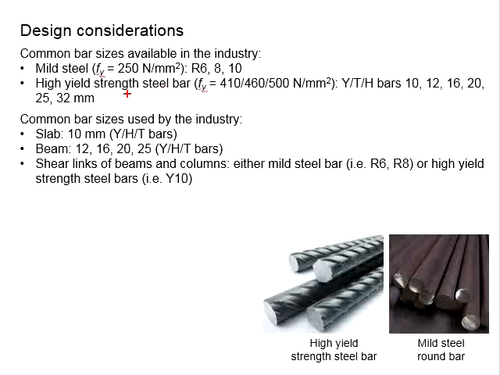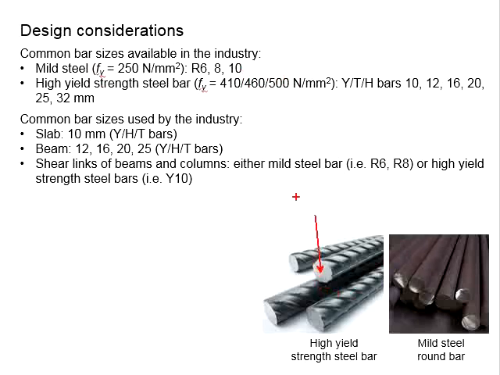Next, it will be the high yield strength steel bar. The steel bar will look something like this. The color is brighter, and it is in fact an alloy, a mixture of ferrum and carbon, in order to increase the tensile capacity of the material. There are three common grades of the high yield steel bar, which are 410, 460 and 500 Newton per mm square. It is now more common to use 460 and 500 Newton per mm square.